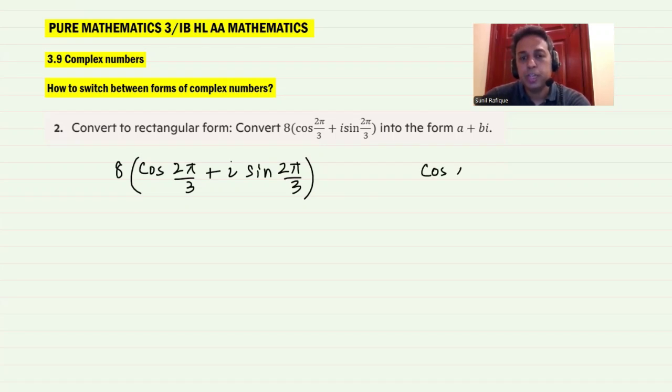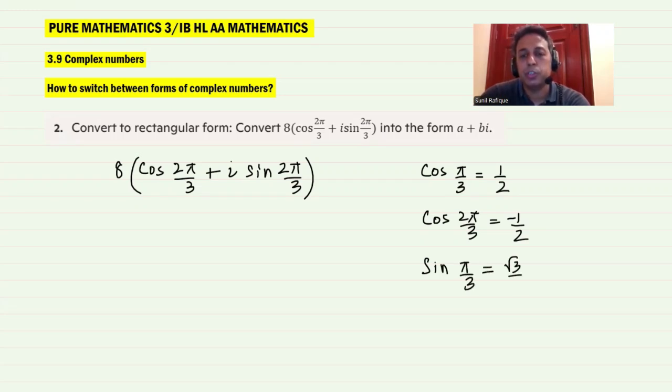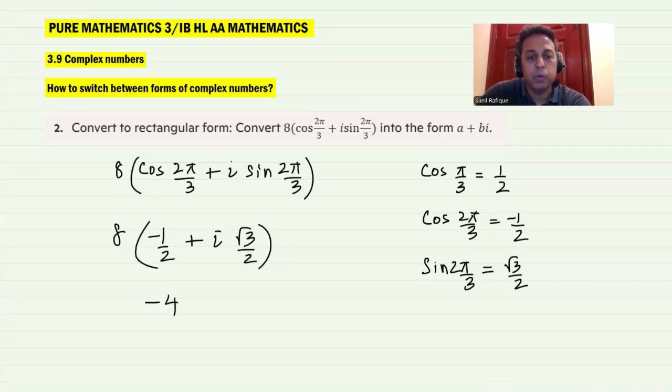So I know that cosine pi over 3, which is 60 degrees, is a half. So this is 120. So cosine 2 pi over 3 is going to be negative 1/2. And sine is the same for the obtuse and the acute values. So sine pi over 3 is root 3 over 2. Same is the value for 2 pi over 3, but still you can check them with the calculator. So this is going to be 8 times negative 1 over 2 plus i root 3 over 2. Let's simplify this. It's going to be negative 4 plus 4 root 3 i.